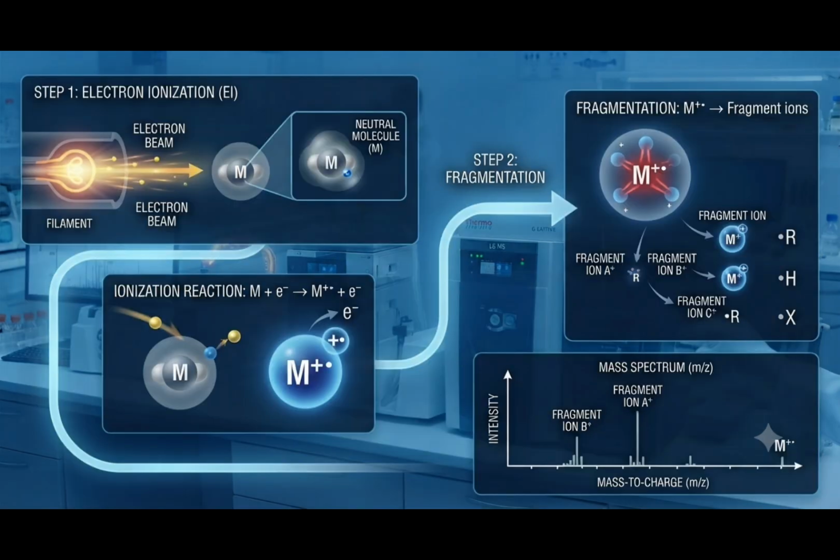Electron ionization. Electron ionization or EI is commonly used in GC-MS. In electron ionization, high energy electrons interact with gas phase molecules. The molecules lose an electron and form a molecular ion. Because the process provides relatively high energy, the molecular ion can undergo fragmentation. These fragment ions create a characteristic pattern that can be used for compound identification.